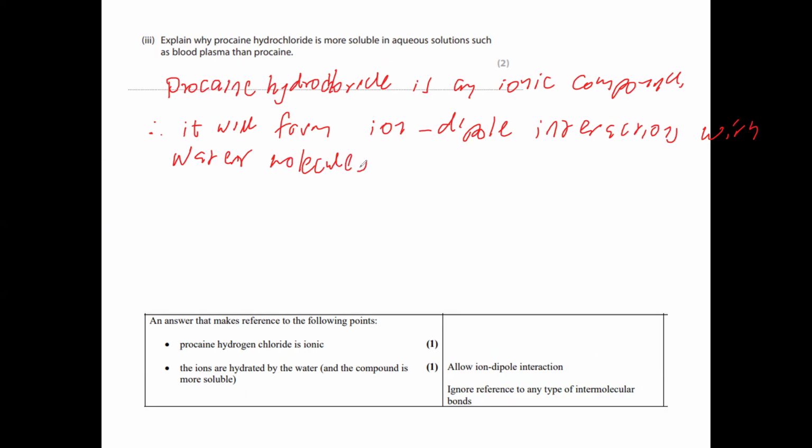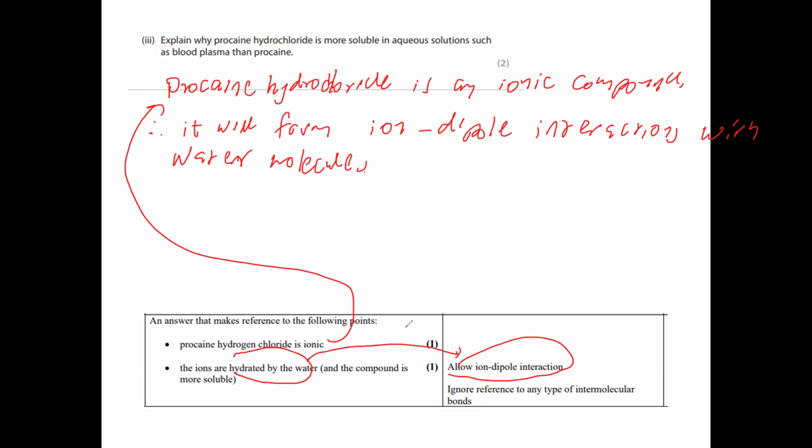Okay. Procaine hydrochloride is ionic. Yes, it's mentioned there. The ions are hydrated by the water and the compound is more soluble, and they also allow ion dipole interaction. Hydration is the same as formation of ion dipole interaction. So you can use hydrated by water molecules or you can write ion dipole interaction. Both points are accepted in this answer.